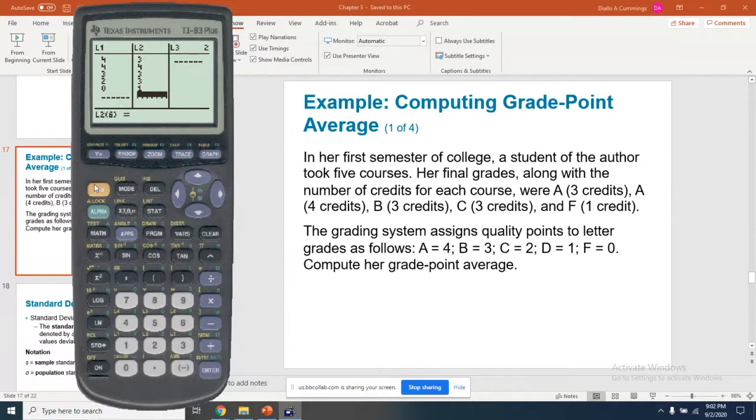I'm going to go back to my home screen. Okay, one variable statistics. All right, L1 and L2, and notice my mean, which is my GPA, is 3.07. Okay, which is the same thing we calculated by hand. All right, any questions about this example?